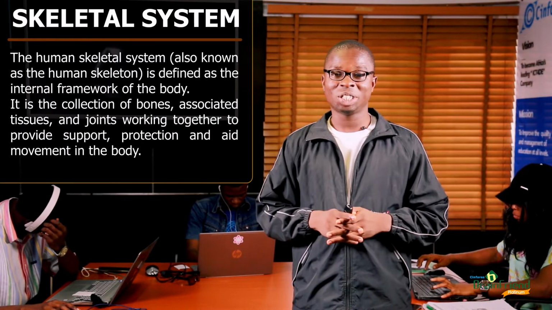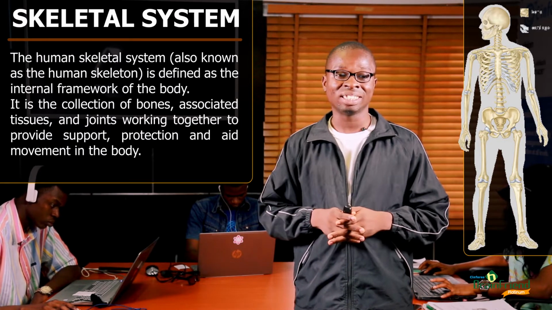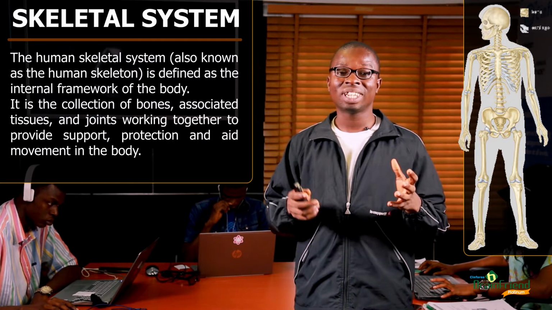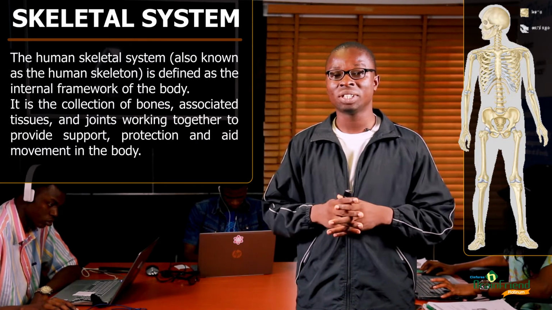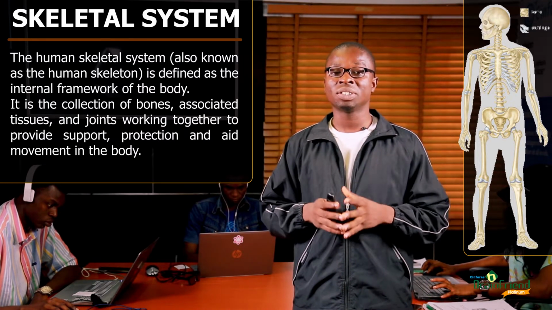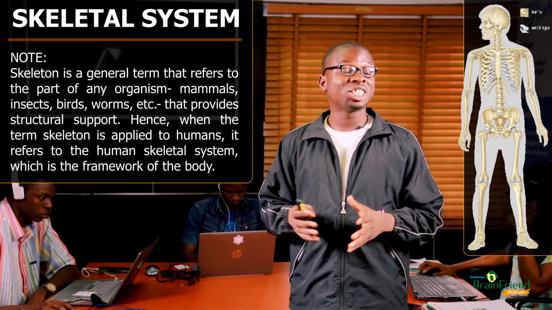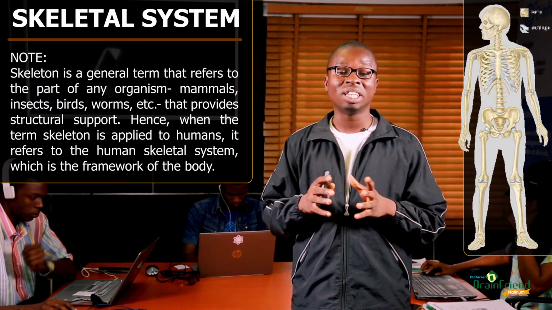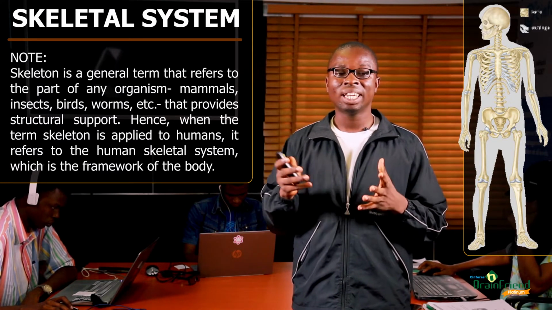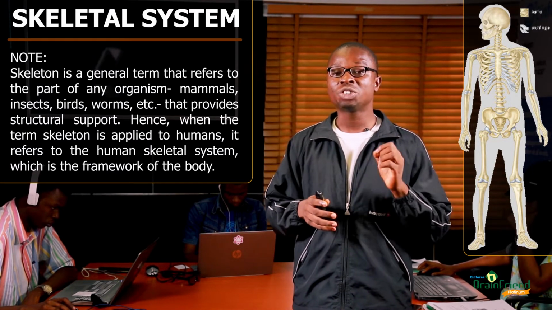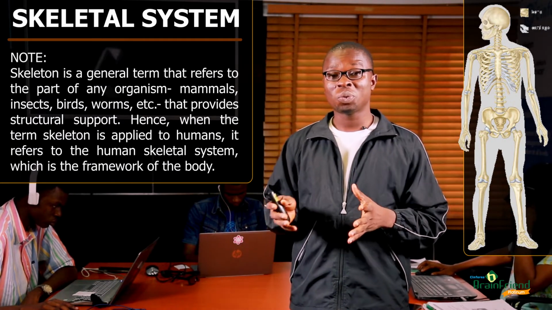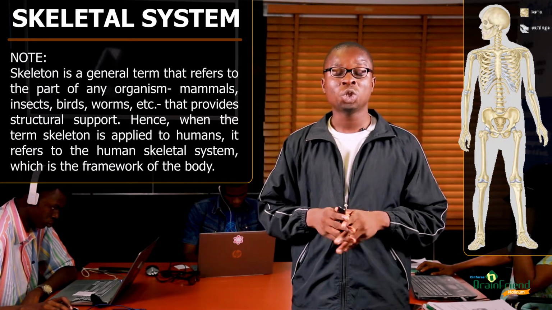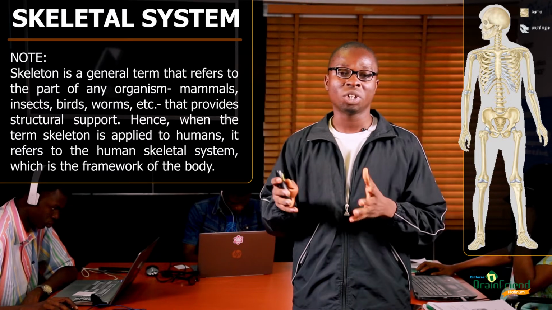The human skeletal system, also referred to as the human skeleton, is defined as the internal framework of the body. It is a collection of bones, associated tissues, and joints working together to provide support, protection, and movement in the body. It is important to note that the term skeleton refers to any part of the body of a living organism, be it a mammal, insect, bird, or worm, that provides structural support for it. So, when the term skeleton is applied to humans, it refers to the skeletal system, which we identified earlier as the framework of the body.